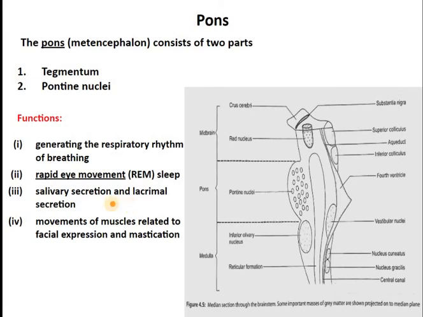Sir, I didn't understand rapid eye movement. Rapid eye movement means during sleep.